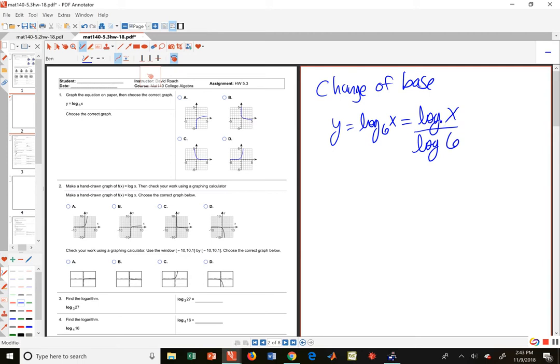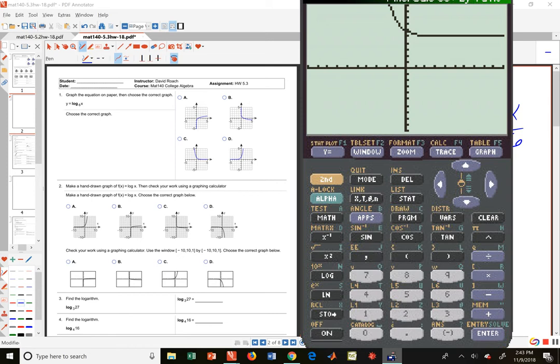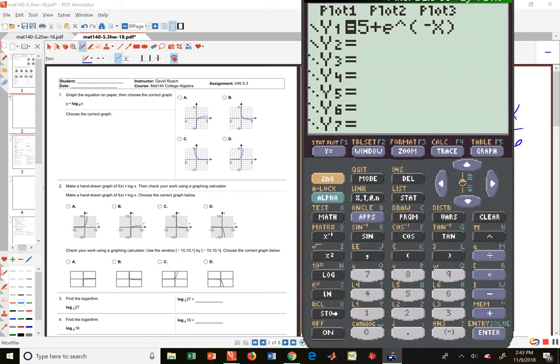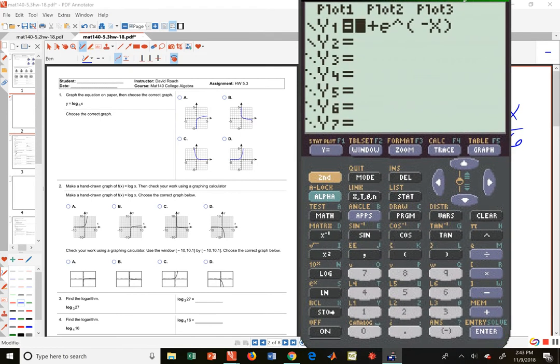Now, log with no base is technically log base 10, and it's called the common logarithm, and it is on our calculator. So let me show you what we're going to do on this one. If you hit y equals, that log right there, you see how it has a 10x above it? This is the base 10 log.